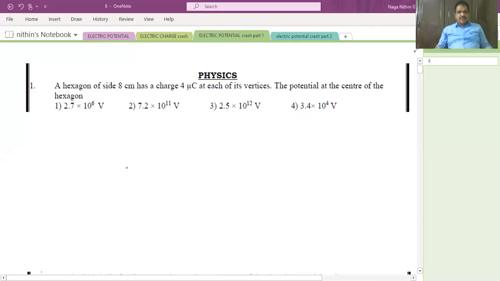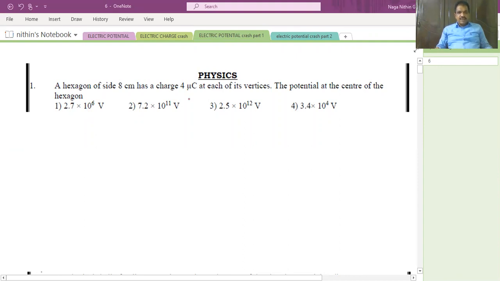Good morning, students. We'll do some problems in electric potential. Important problems we'll do. We'll start the problems. See this. A hexagon of side 8 centimeter has a charge of 4 microcoulomb each at its vertices.